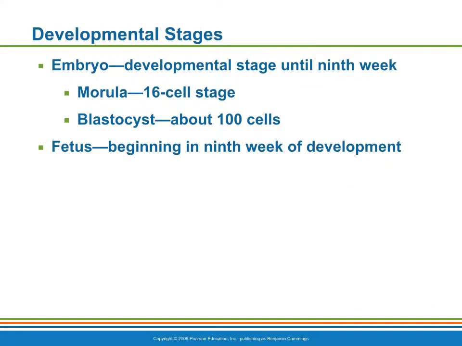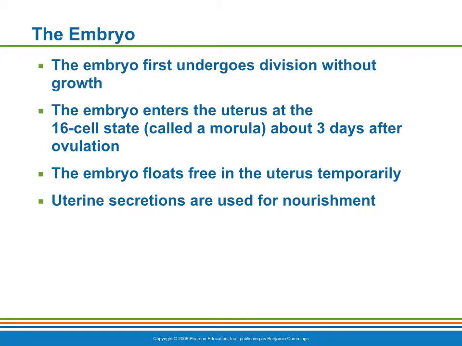Now, an embryo is from the developmental stage until the 9th week. Okay, and then it's called a morula at the 16 cell stage. It's called a blastocyst at about the 100 cell stage. Then it's called a fetus beginning at the 9th week of development.